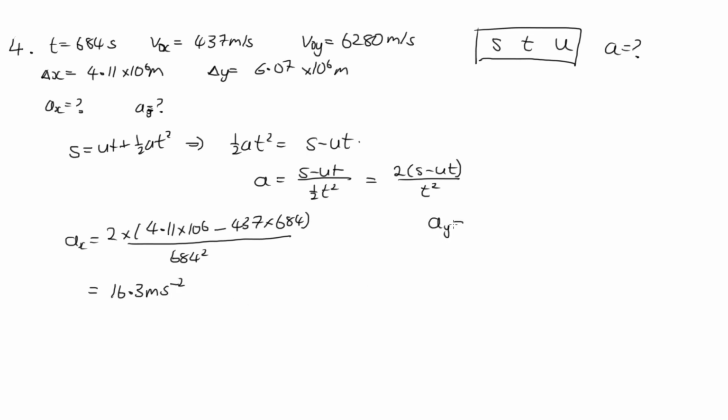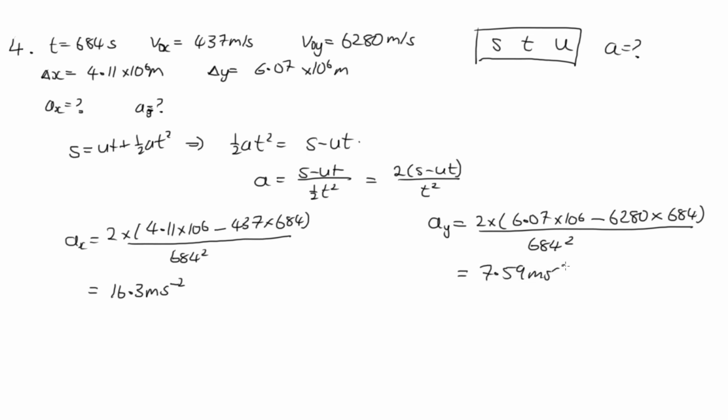Then we do the same thing in the y direction. So this is 2 times the displacement in the y direction, which is 6.07 times 10 to the 6, minus the initial velocity in the y direction, 6,280, times t, which is 684, and then we're dividing by t squared, which is 684 squared. And so solving that one on the calculator, we get 7.59 meters per second per second, and then we've solved that problem.